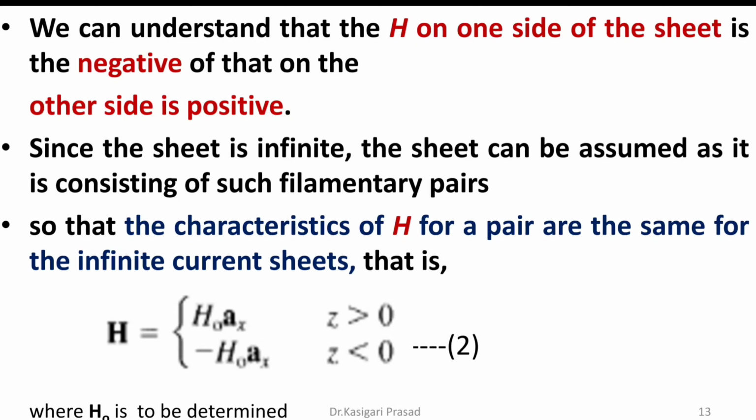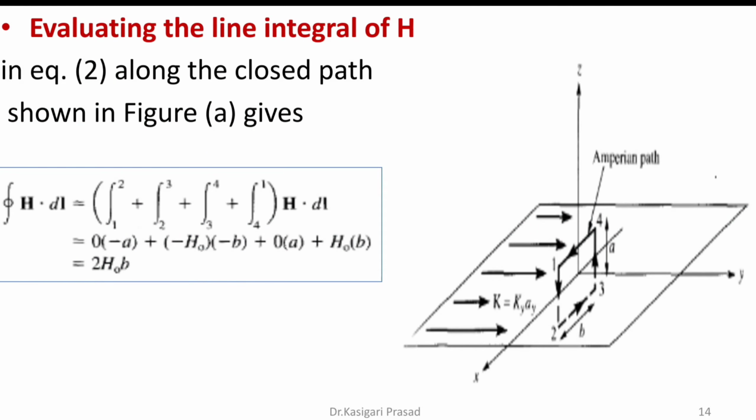For z greater than 0, now the vertical distance has to be considered. So let us consider that the magnetic field produced is H naught. So H is equal to H naught in the a x direction for z greater than 0. Similarly in the bottom side it produces H naught magnetic field, but it moves in the negative direction, therefore it is minus a x direction. This is the thing we have assumed from that filamentary sheet. Now let us determine the value of that H naught also.